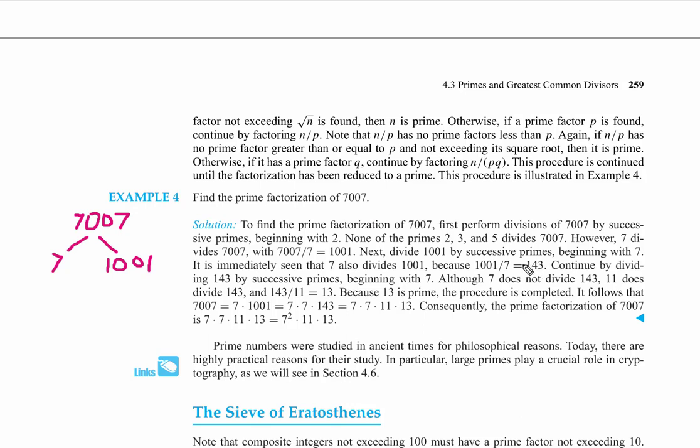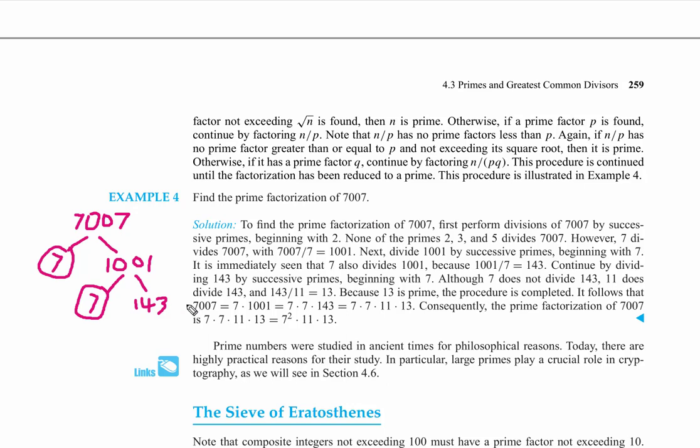Okay, start dividing by primes. 2, 3, and 5 don't work, but if you divide by 7, 7 is a factor. So just reading here, it goes in 143 times. Okay, we found two 7s, those are prime. So those parts are finished.